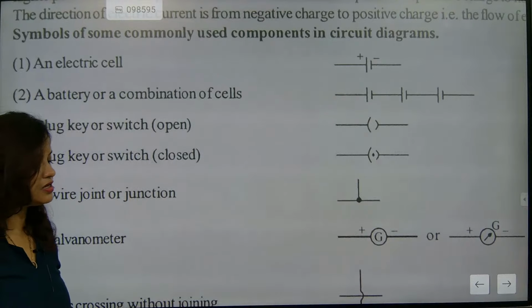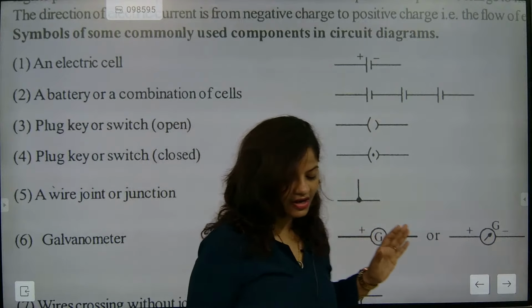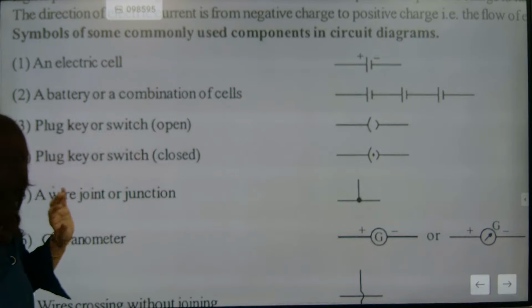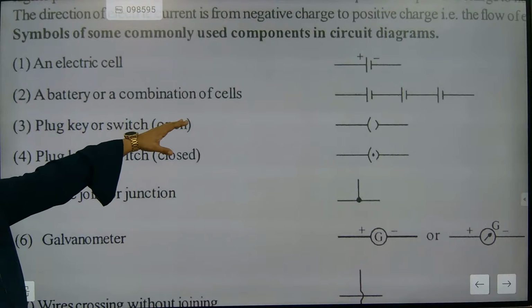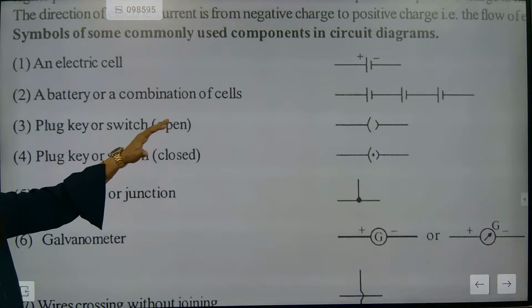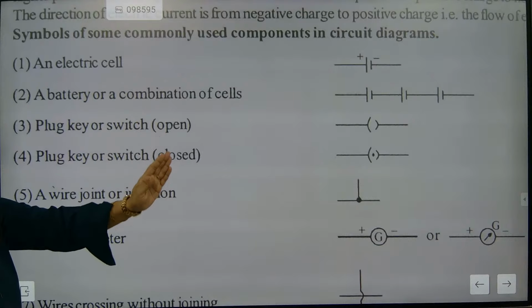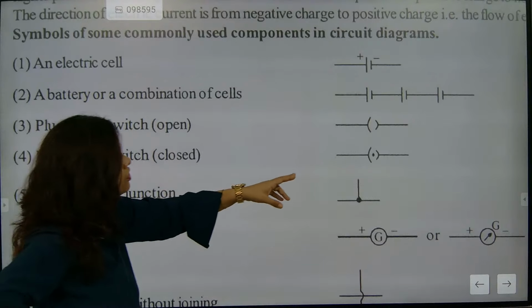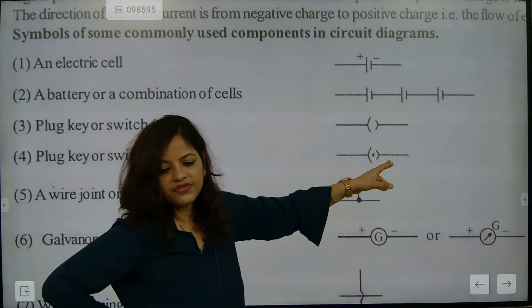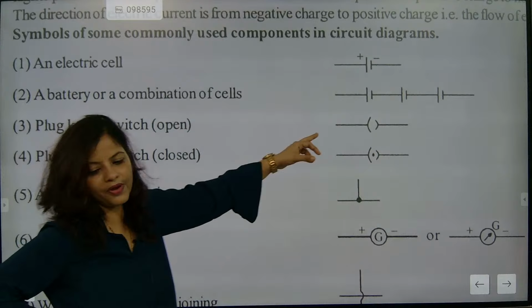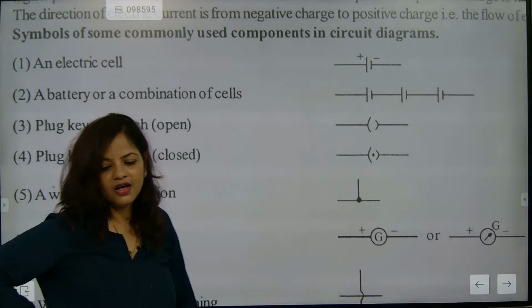So a battery is nothing but a combination of cells. Thank you for liking the class today. That's already done. So a battery or combination of cells is what we have learned, and the cells combining together make a battery. Now the plug will be drawn like this. This is an open one and this is a closed one. So you remember this one, this is the open one and this is the closed one.